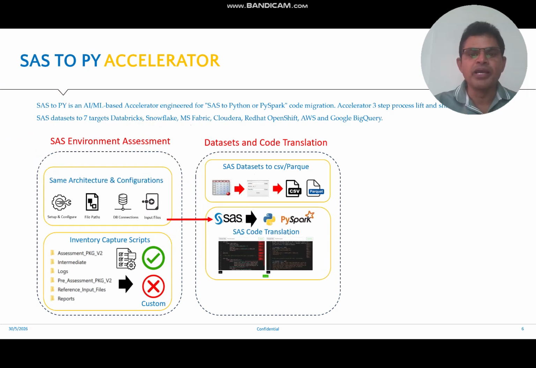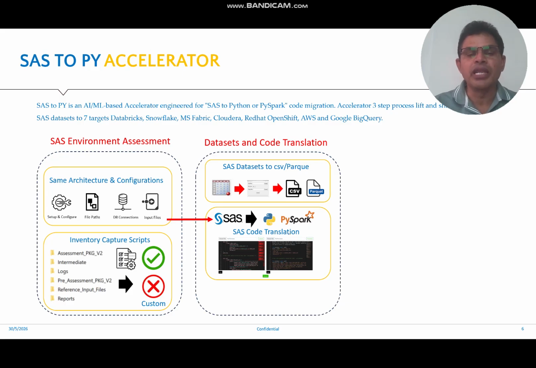And code will be converted to either Python or PySpark. And this code, you don't need to touch anything. Whatever SAS is producing, if it is a report, model, or chart, then whatever SAS is producing, the same thing either Python or PySpark will produce. So that's the validation, and you don't need to touch. That means we are doing full migration.